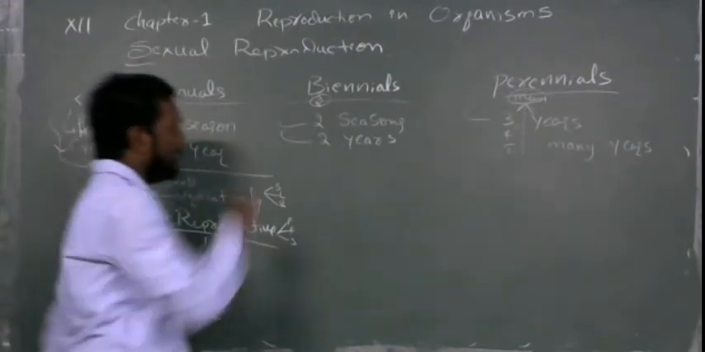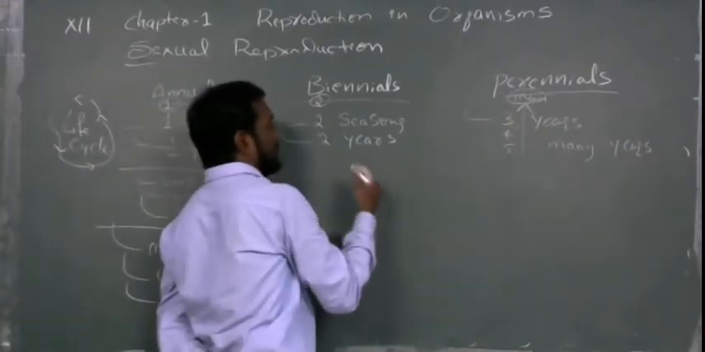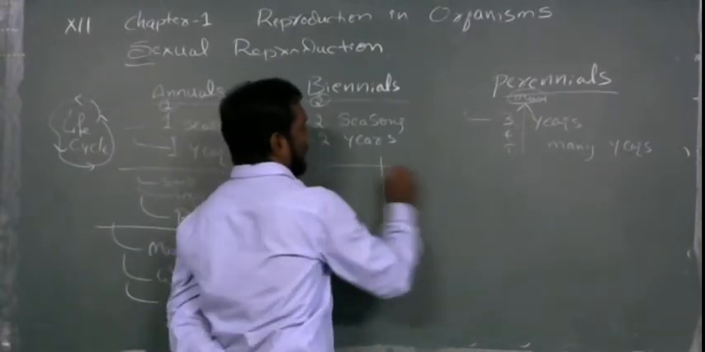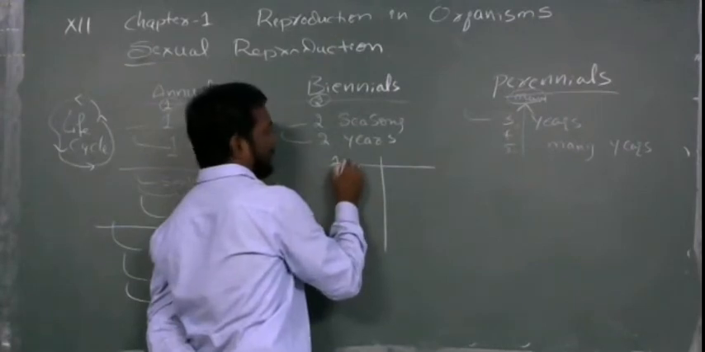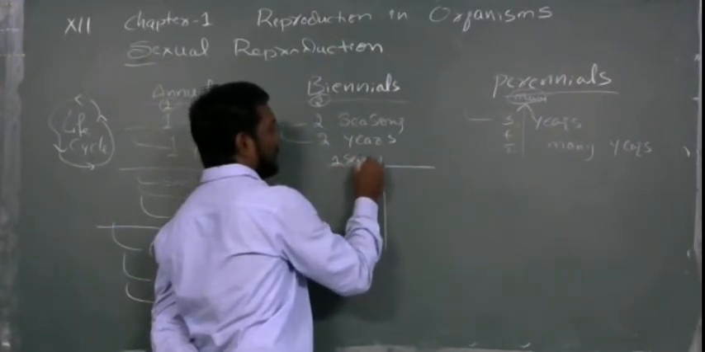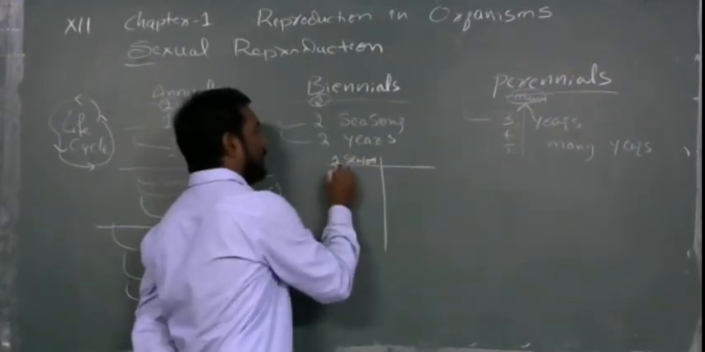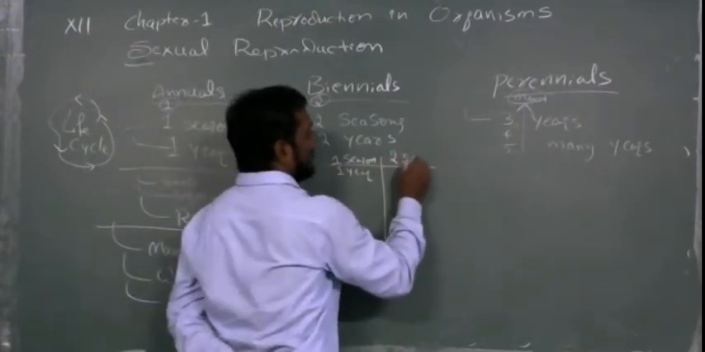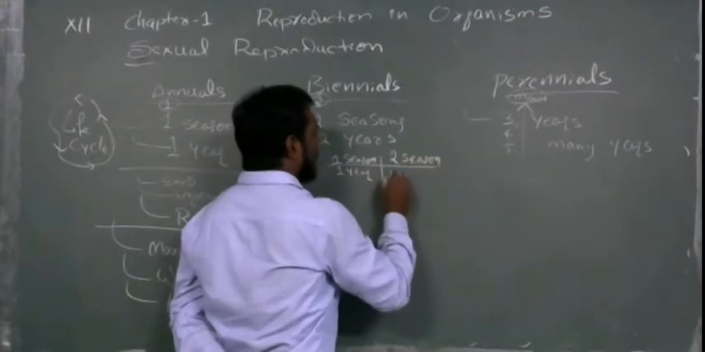But 2 years means in this case these plants will divide their phases. In the first season of the first year, and the second season in the second year.